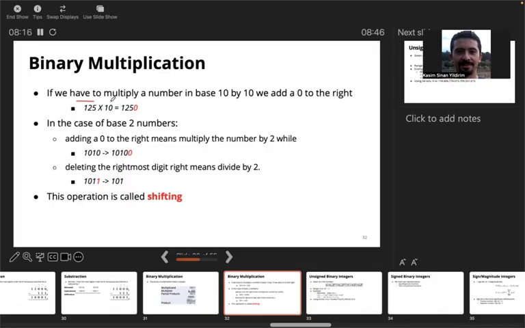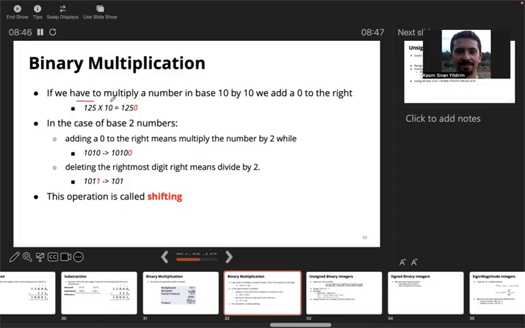So multiplication by 10 is equivalent to shifting by 1 column to the left. Multiplication by 100 is shifting the number 2 columns to the left. Multiplication by 2, in a binary number, corresponds to, again, shifting the number to the left by 1 column, right? So 1, 0, 1, 0. If you multiply it by 2, right? So what does it mean?